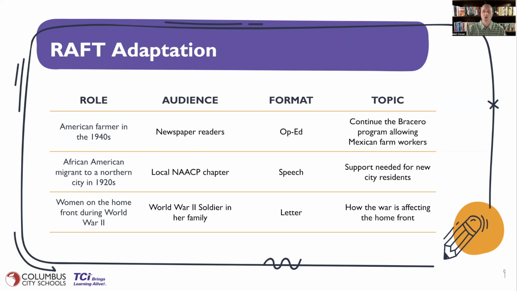Suppose you're an American farmer in the 1940s. Your audience is newspaper readers, and you're writing an op-ed. Again, here's that authentic writing task that we looked at throughout Writing for Understanding. And your topic is to continue the Bracero program allowing Mexican farm workers. You might be an African-American migrant to a northern city in the 1920s, and your audience is a local NAACP chapter. You're going to give a speech, and the topic is support needed for new city residents.